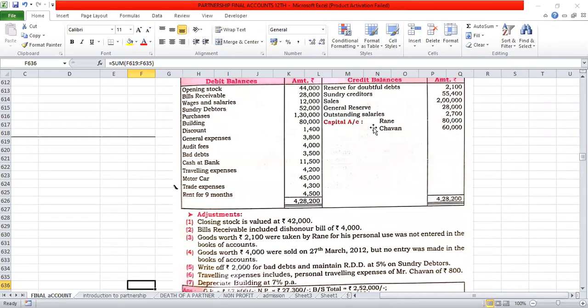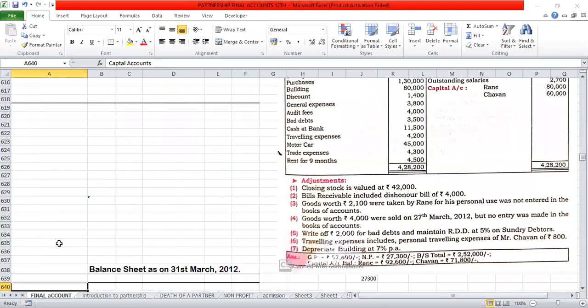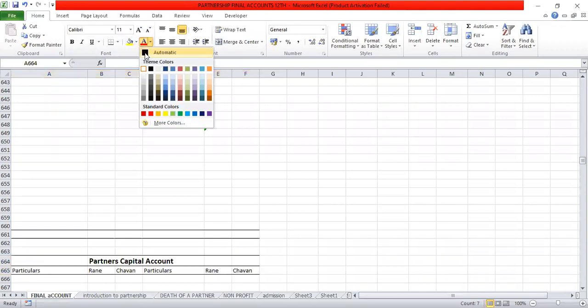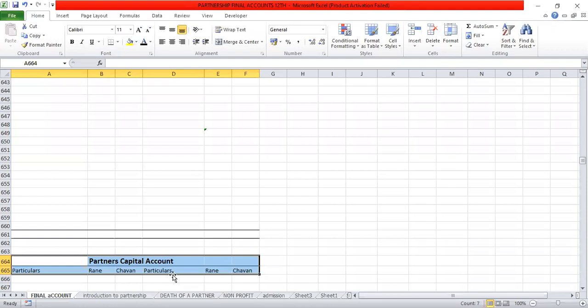Yes, sir. Now capital accounts of Rane and Chavan, that is 80,000 and 60,000. Come to the capital account, we don't have a current account here. Capital account, name the partners' names, that is Rane and Chavan. Then by balance brought down, that is 80,000 and 60,000. Understood?